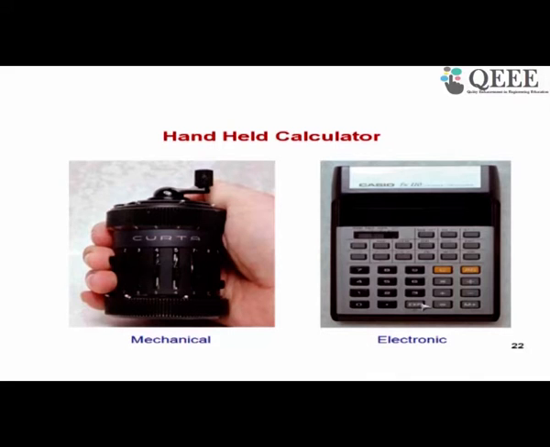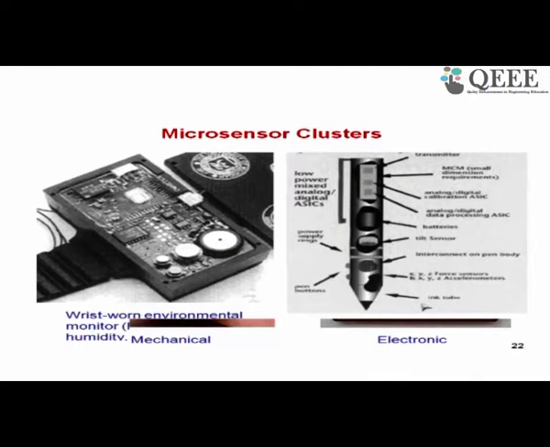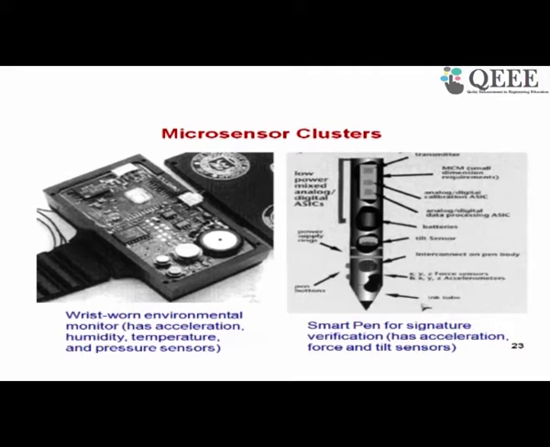Another example is shown here, microsensor clusters. You can see here on the left hand side a wrist-worn environmental monitor. Now this is something like a watch worn on hand, and it has so many things. It has an acceleration sensor, humidity sensor, temperature sensor, pressure sensor, etc. And this is an example of a smart pen for signature verification. So it has acceleration, force and tilt sensors.